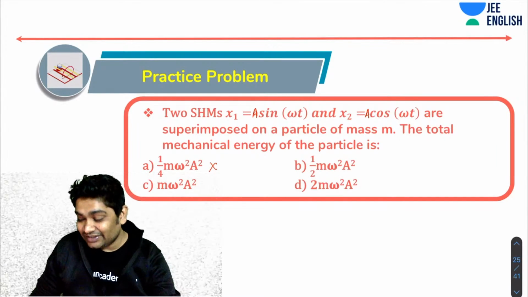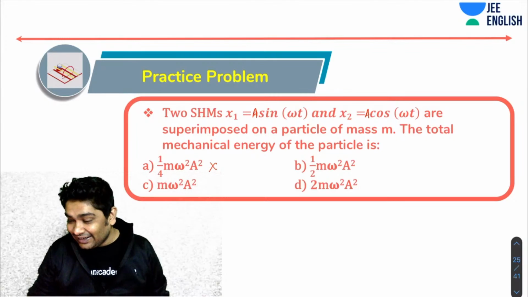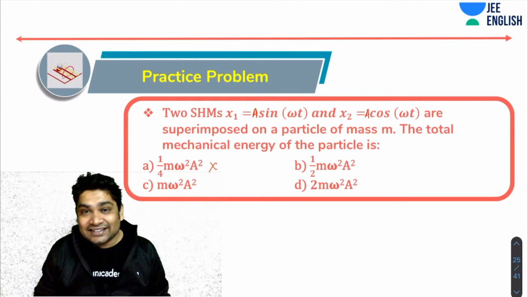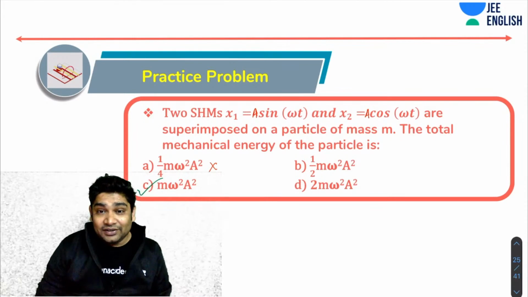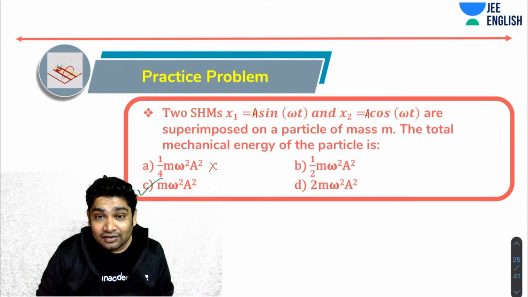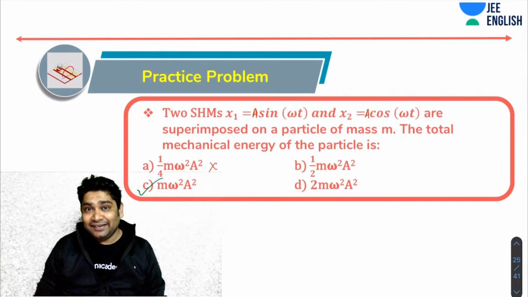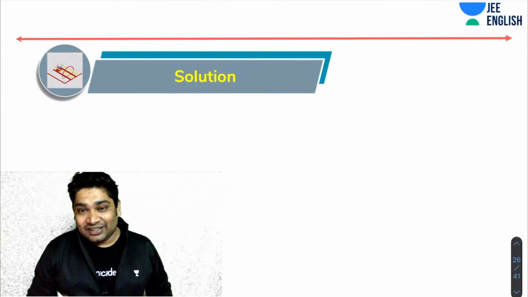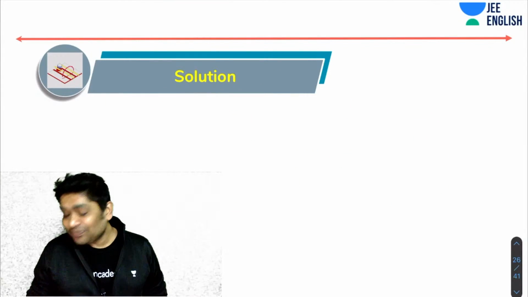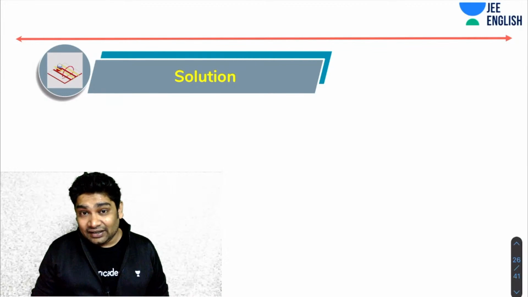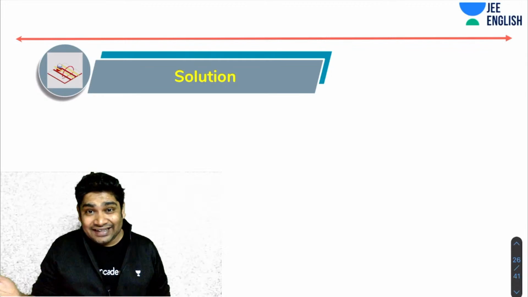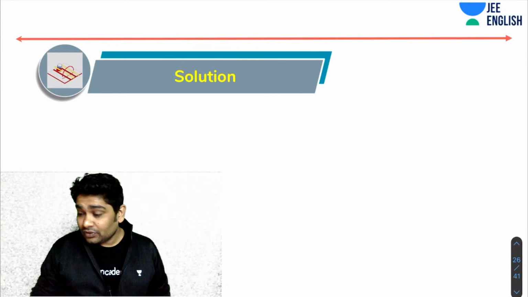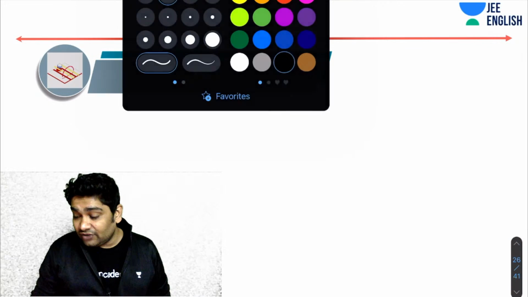Okay. So let me tell you. The correct answer for this is in fact C. Flat. Okay, so why? I'll tell you. There are two ways of determining this. One was that you know that if these SHMs are mutually independent, then all you need to do is add the energies of individual SHMs, right? So that was the first method.